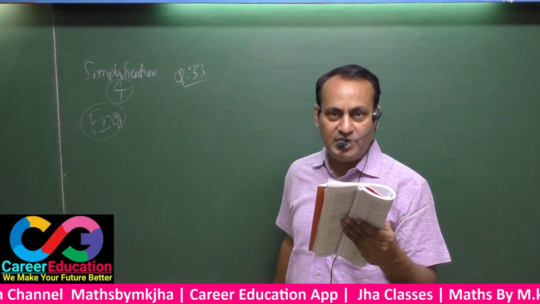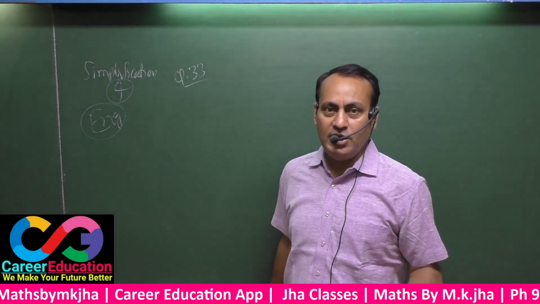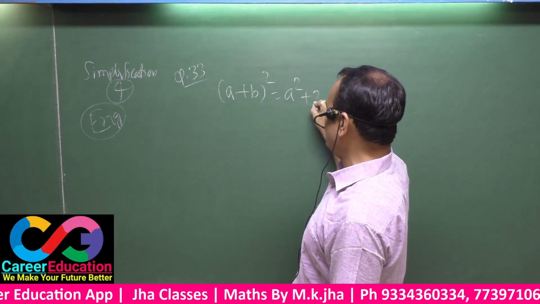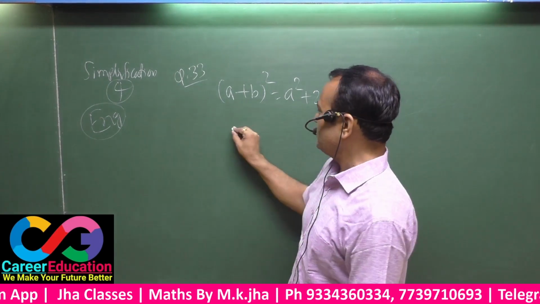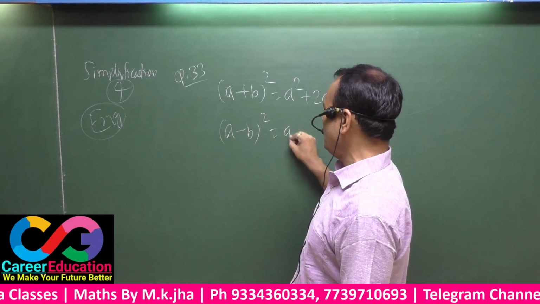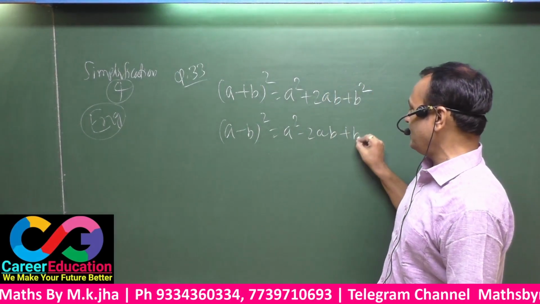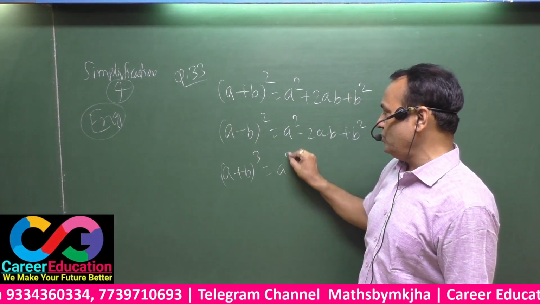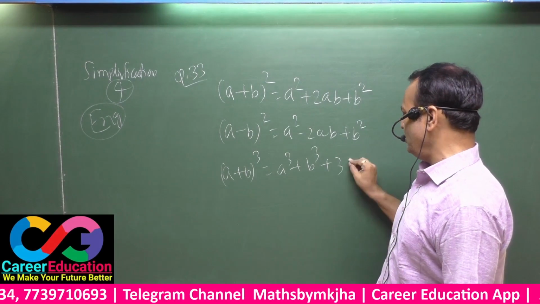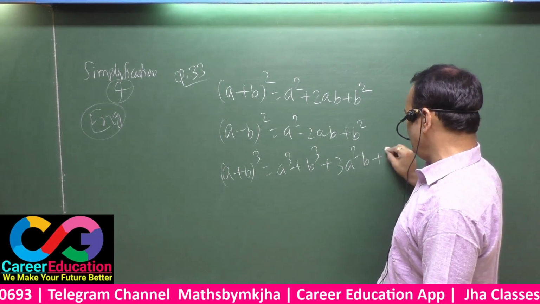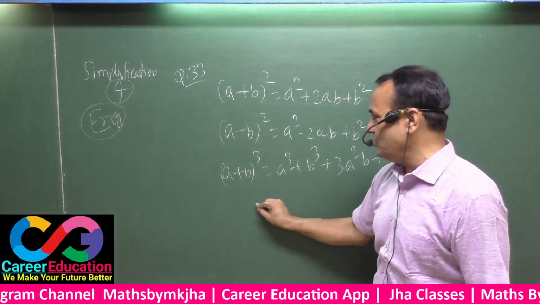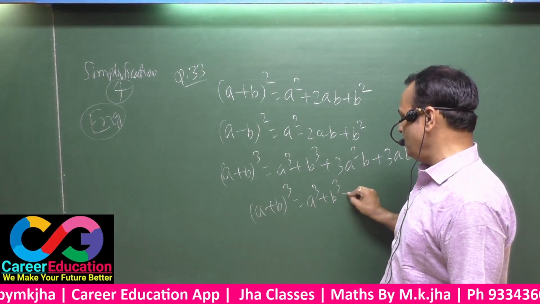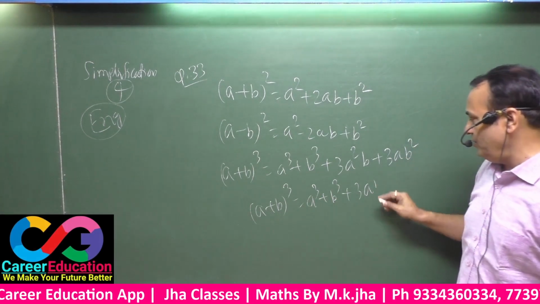Some algebraic formulas must be remembered by you. (a plus b) whole square equals a square plus 2ab plus b square. Similarly, (a minus b) whole square equals a square minus 2ab plus b square. Again, (a plus b) whole cube equals a cube plus b cube plus 3a square b plus 3ab square, or this formula is written like this as well: a cube plus b cube plus 3ab(a plus b).